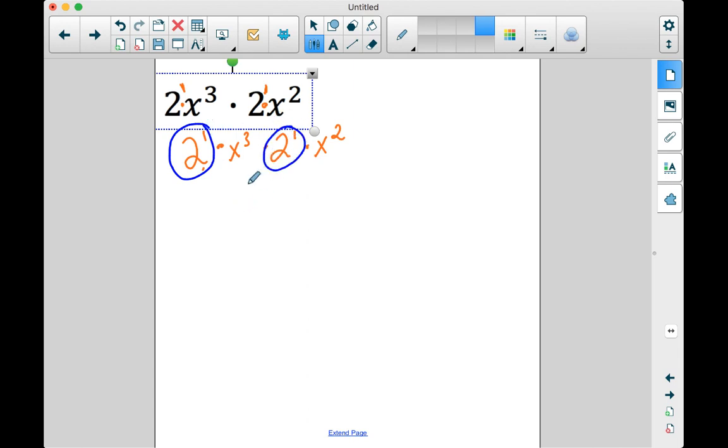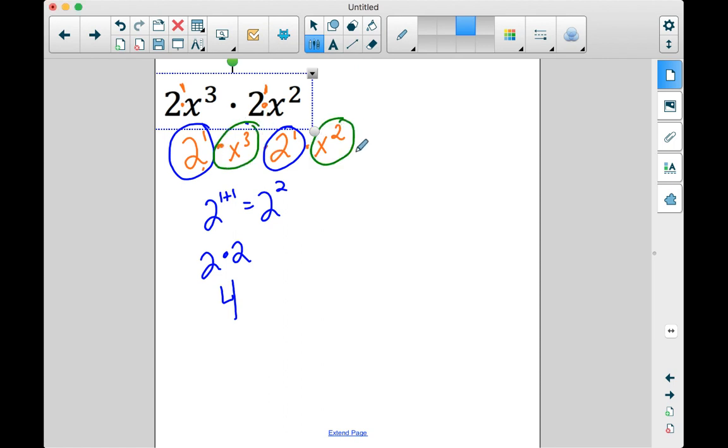So I have 2 and 2. When I think about that, I can think of it in a couple ways. This is 2, so I can think of it as 1 plus 1, which is 2 to the power of 2, or I can just think of that as 2 times 2. Either way, I get 4. And then I have x to the power of 3 times x squared, so that's x to the power of 3 plus 2. So that gives me x to the power of 5.